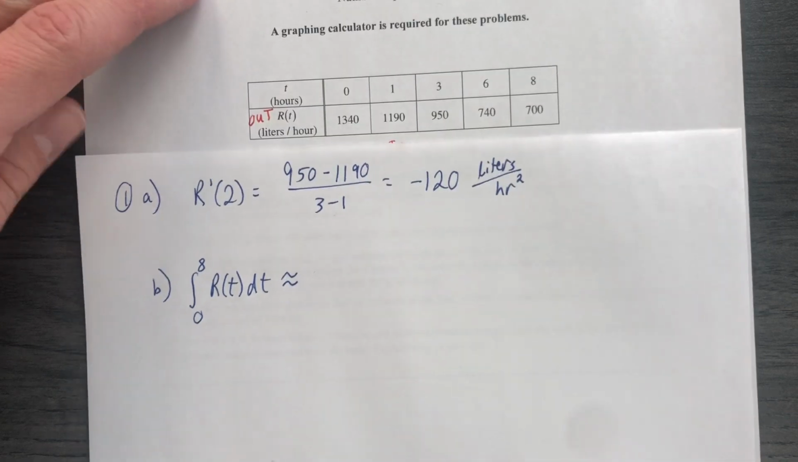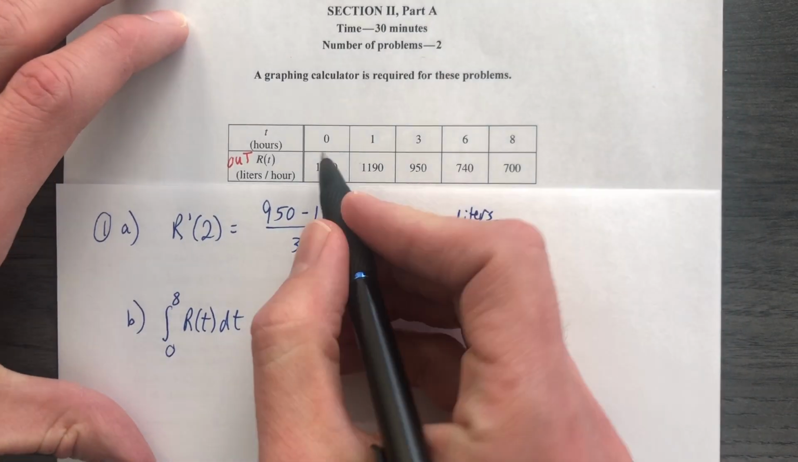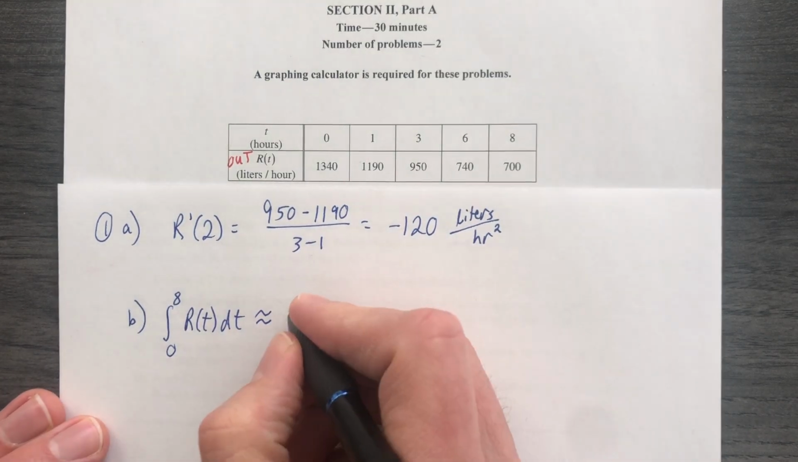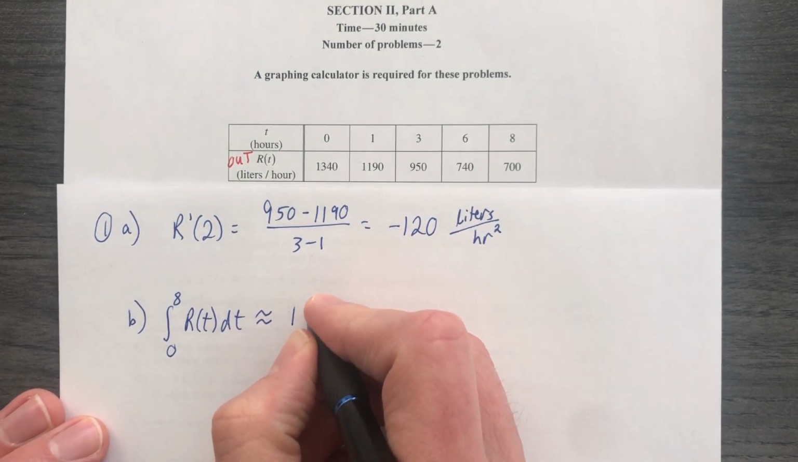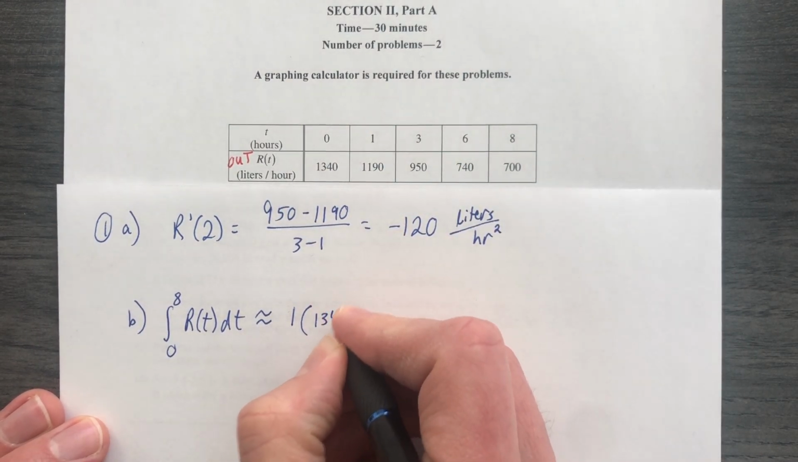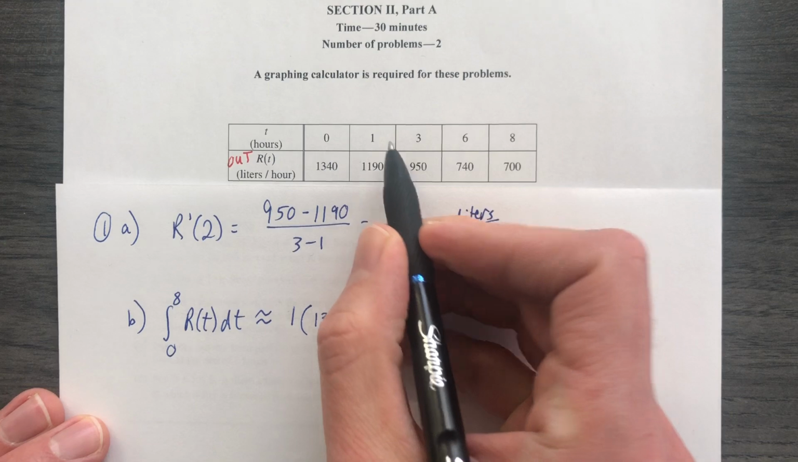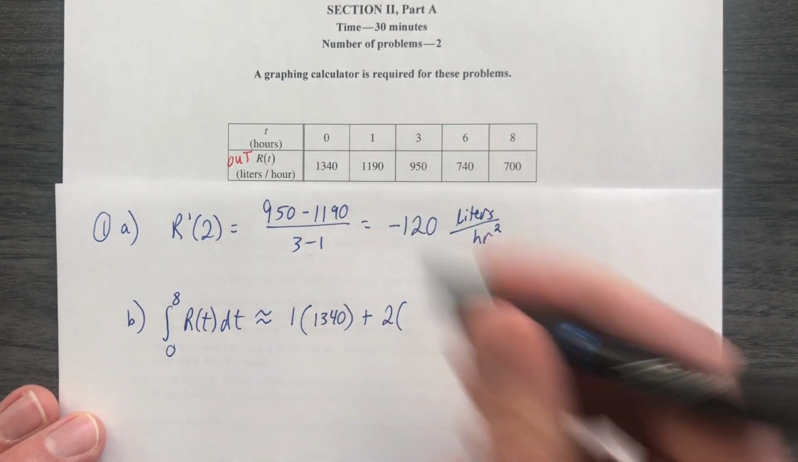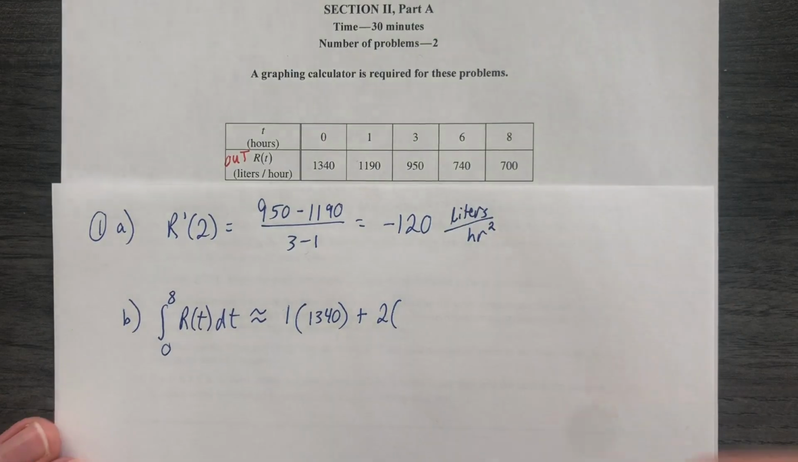So here goes. We're going to go from 0 to 1. That's a width of 1, and a height of R of 0, which would be 1340, plus a width of 2 and a height of 1190. There's your second rectangle.